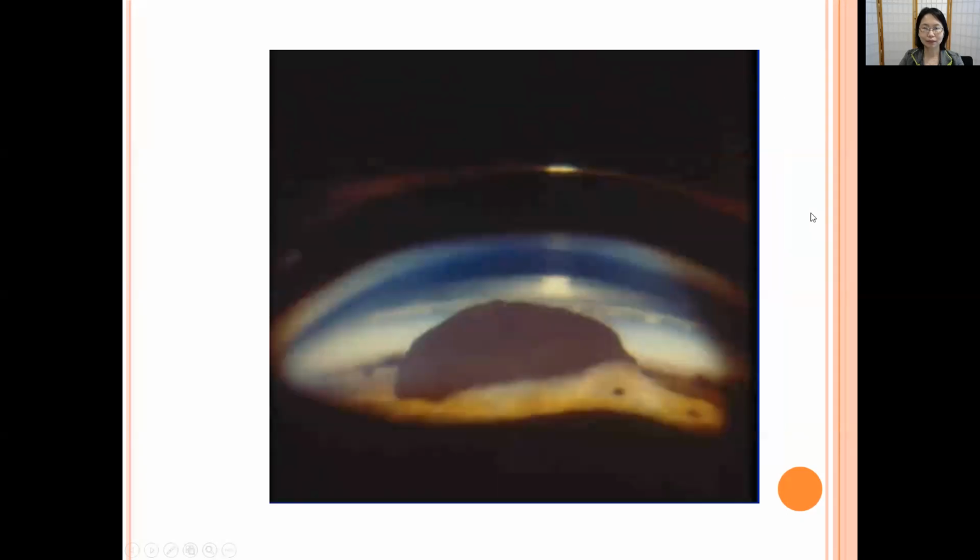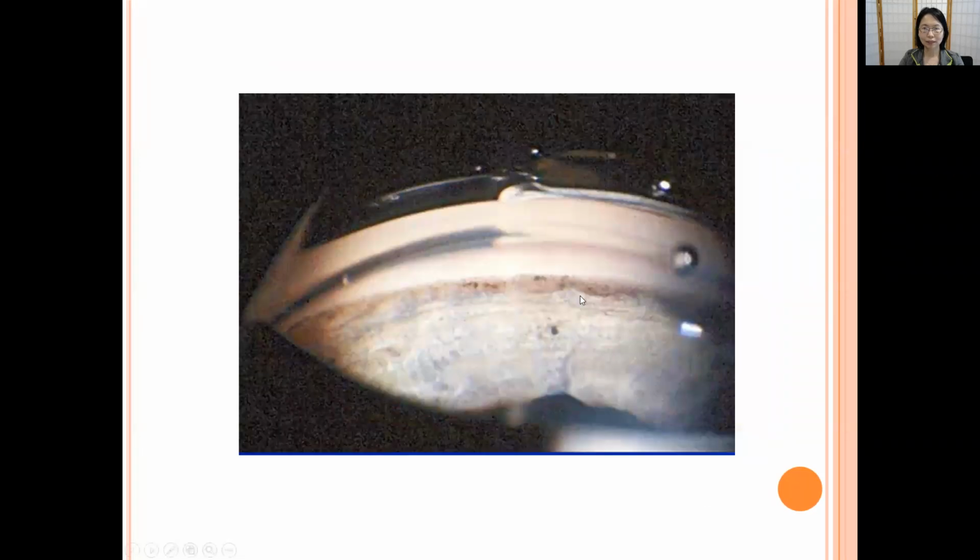This is a patient with aniridia, and you can see the ciliary processes behind the iris on gonioscopy. And this is a patient with an iris tumor. And here's an example of PAS, where you see these triangular peaks of the iris being adherent to the trabecular meshwork.